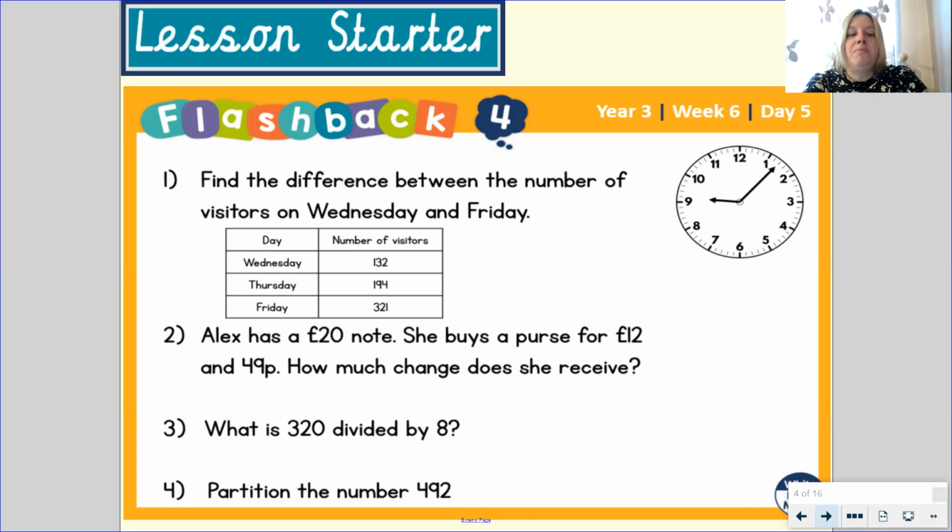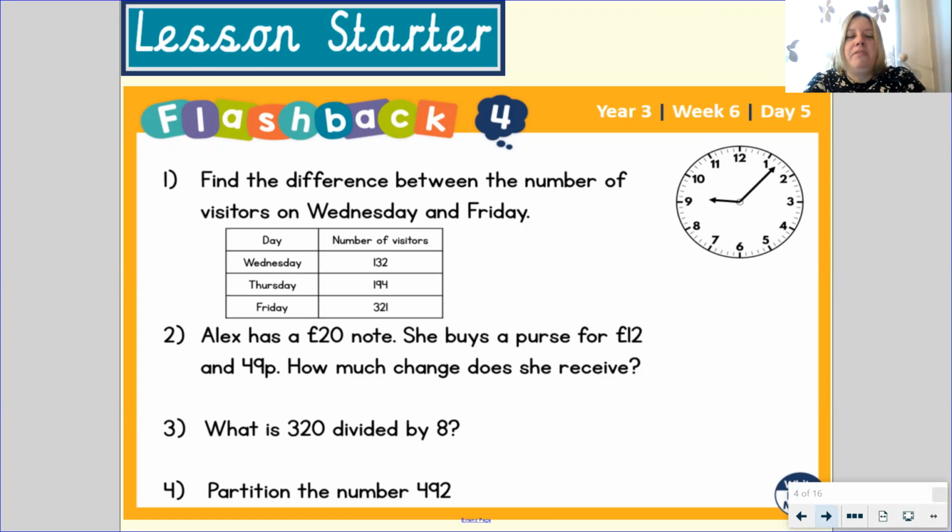Question number 2. Alex has a £20 note. She buys a purse for £12.49. How much change does she receive? Remember back to our unit of work on money and think about the different strategies that we used to find the change. Use the strategy that you feel most confident with.